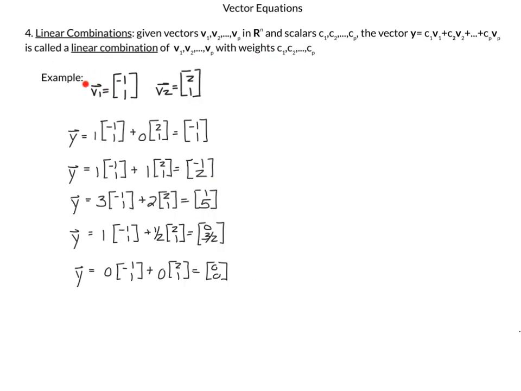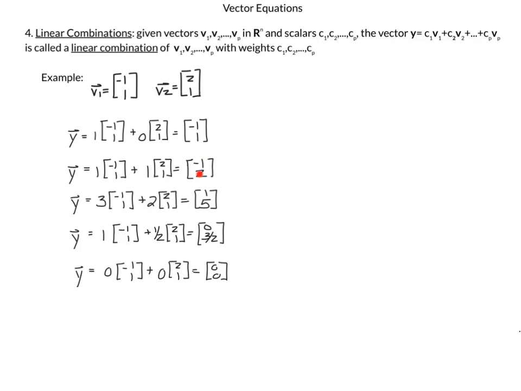Here we have the vector v1 is equal to negative 1, 1, and the vector v2 is equal to 2, 1. And I wrote a bunch of linear combinations. So I wrote negative 1, 1 is a linear combination of v1 and v2 because that's equal to 1 times v1 plus 0 times v2.